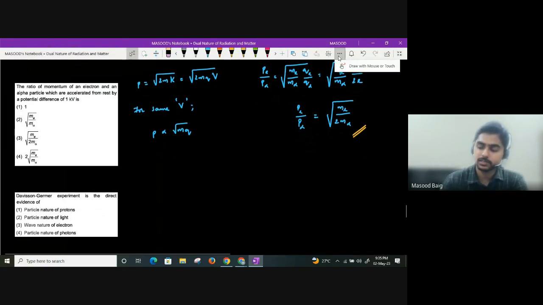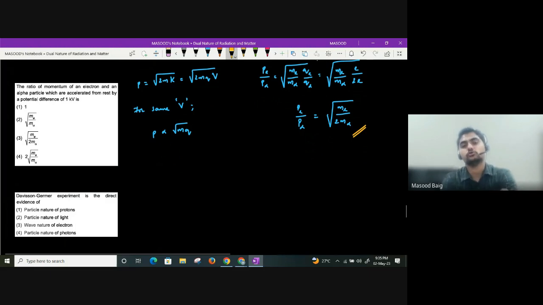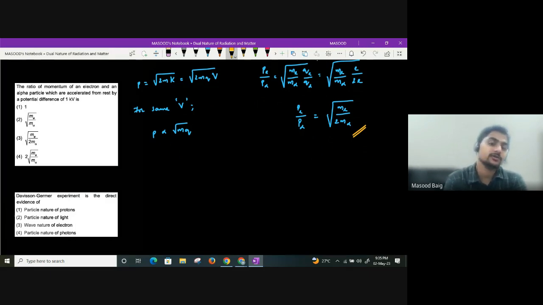What does the Davisson-Germer experiment do? It is an experiment which is used to experimentally verify the wave nature of electron, guys. So it is the evidence of wave nature of electron again. Clear, all of you?